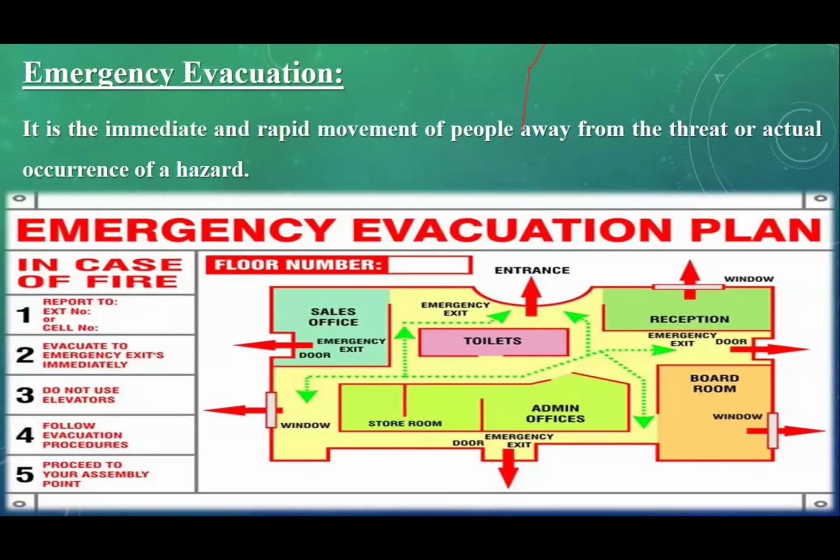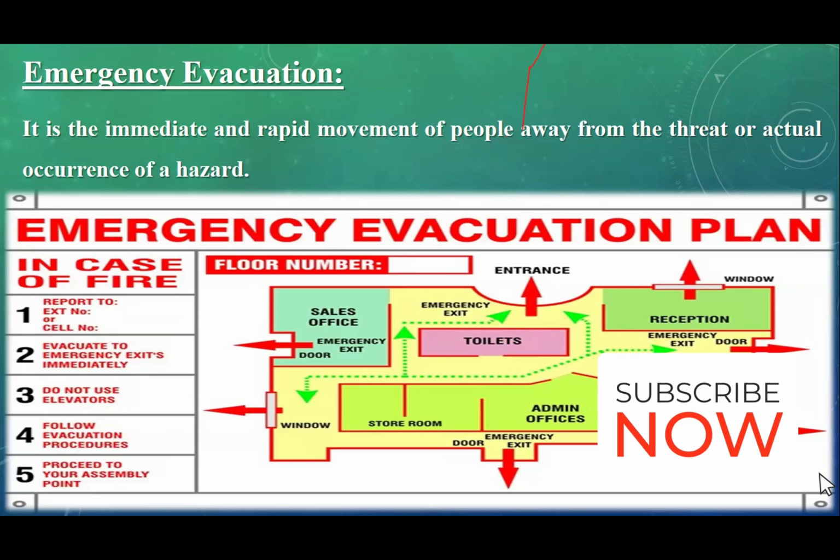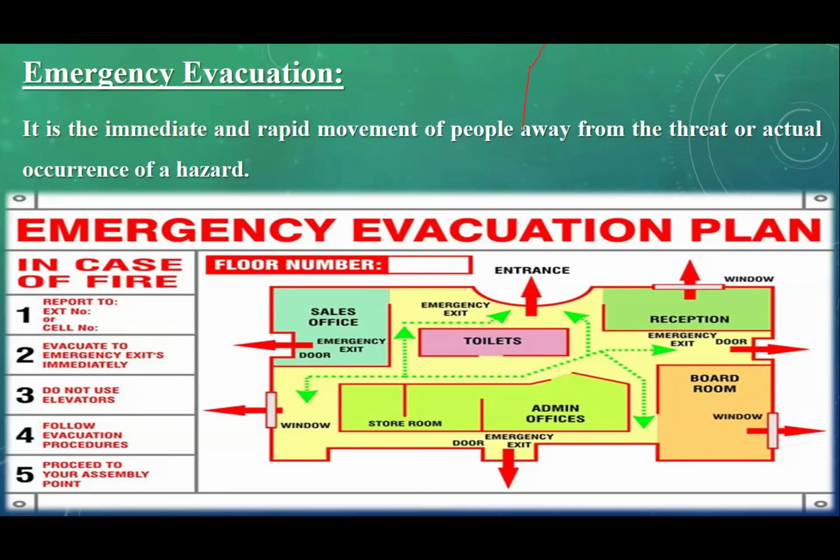And here is the emergency evacuation: it is the immediate and rapid movement of people away from the threat or actual occurrence of a hazard. So in every organization, you have seen the emergency evacuation plan in front of you. This helps a lot in case of emergency to evacuate yourself from that area.